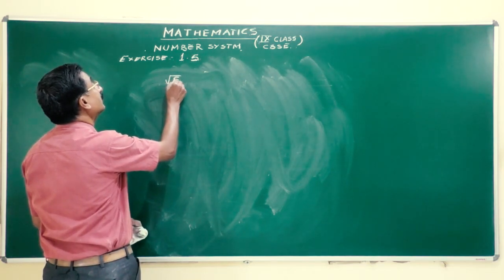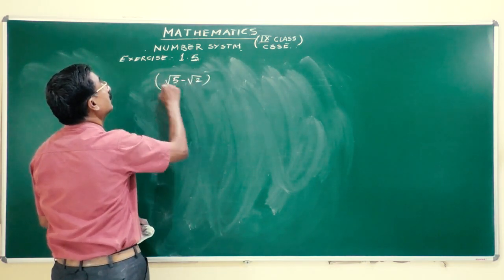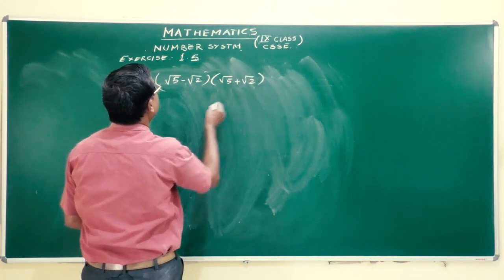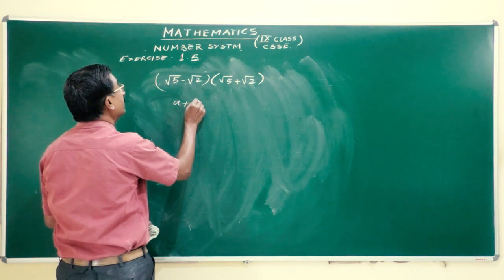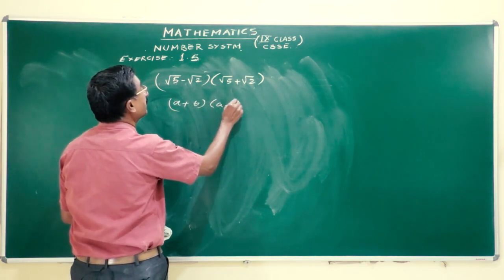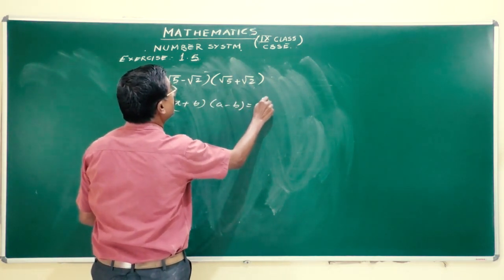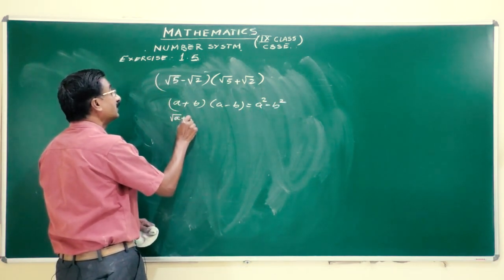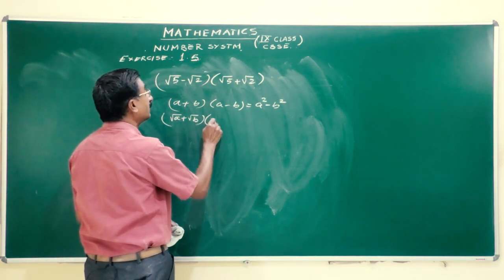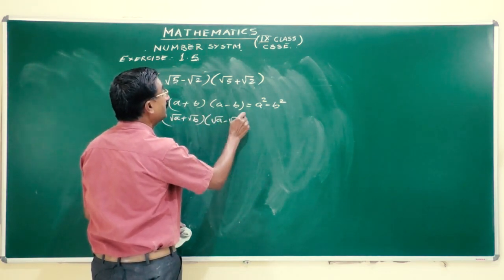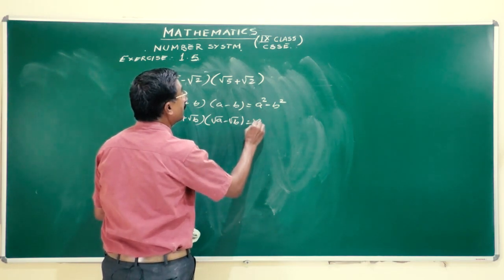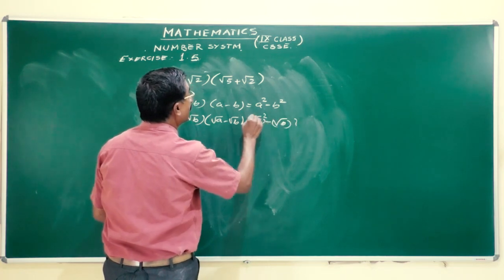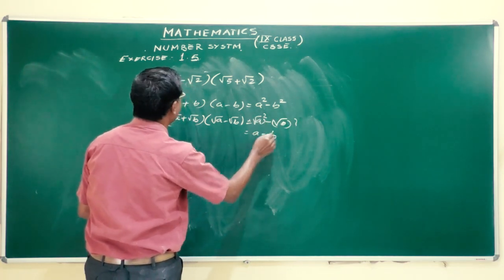Under root 5 minus under root 2, under root 5 plus under root 2. So again, (a plus b)(a minus b) is a square minus b square, or if you want to write it in under roots, (under root a plus under root b) into (under root a minus under root b) is equal to (under root a) whole square minus (under root b) whole square. So this is a minus b.